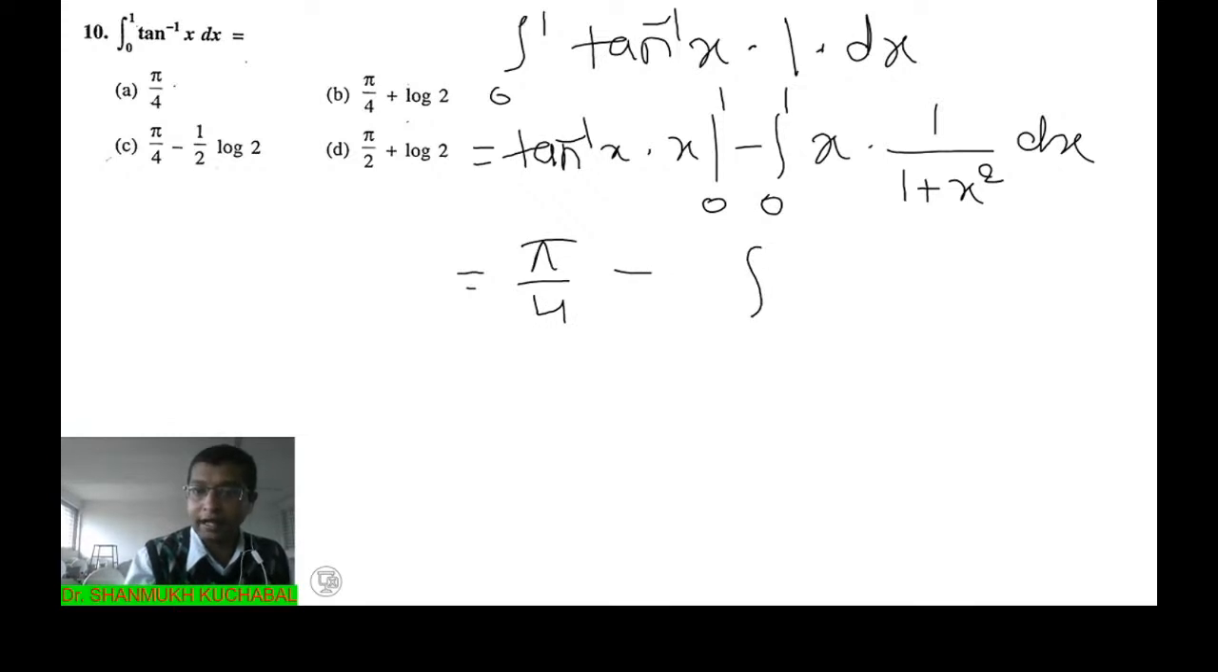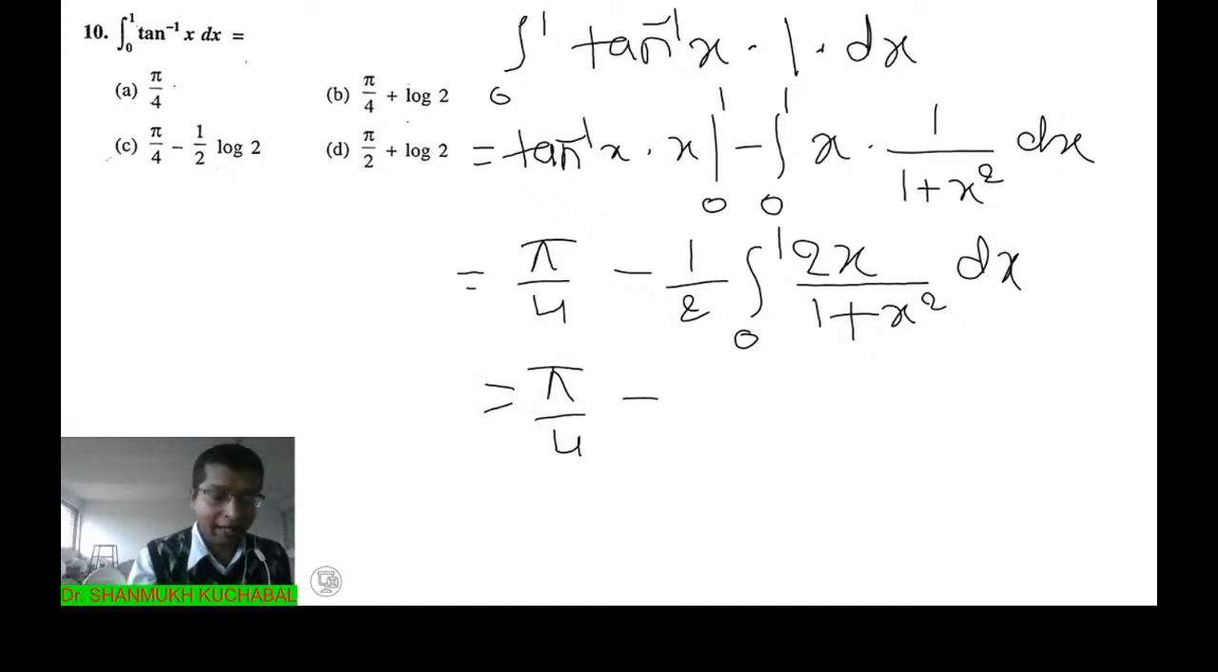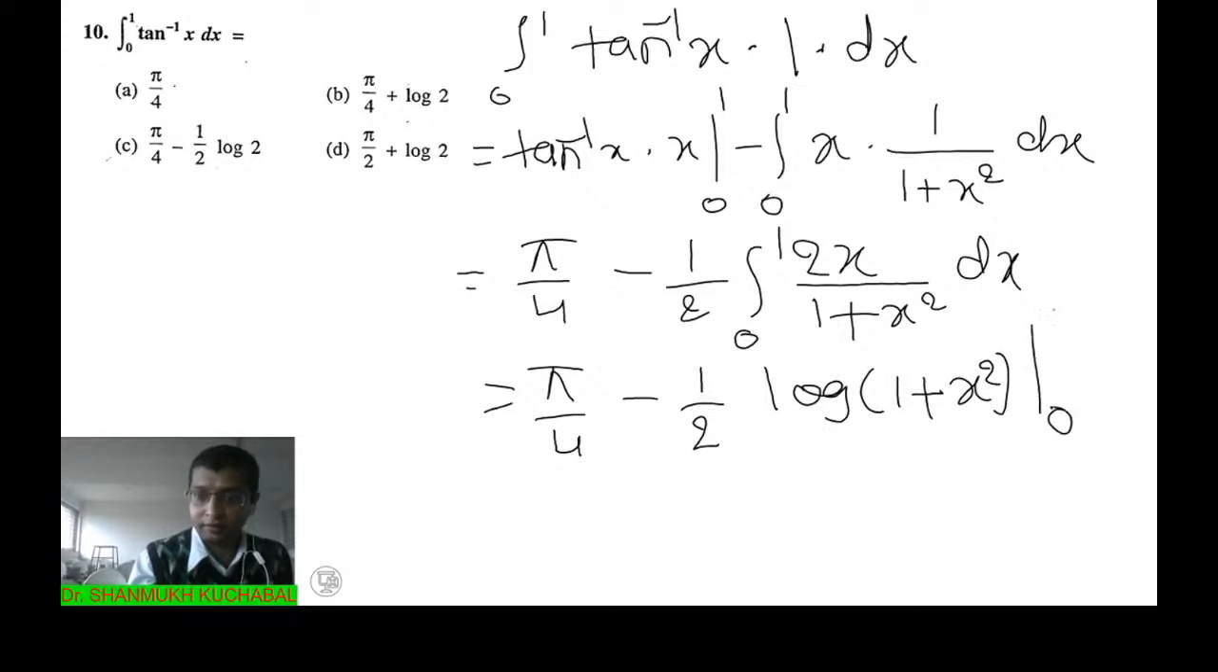So further I write integration 0 to 1, x into 1, x divided by 1 plus x square into dx. Here the denominator differentiation: 1 is 0, x square is 2x, 2 is missing, so to balance it I multiply by 2 and I divide by 2. So further we can write this as pi by 4 minus 1 by 2 log of the denominator 1 plus x square. Limit is from 0 to 1.